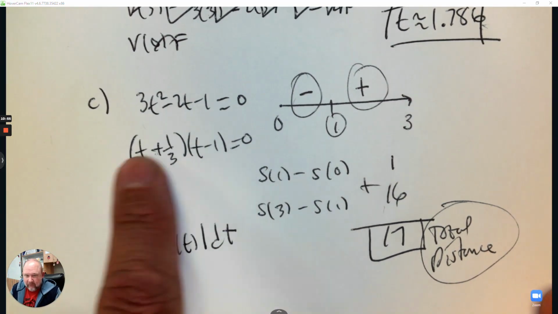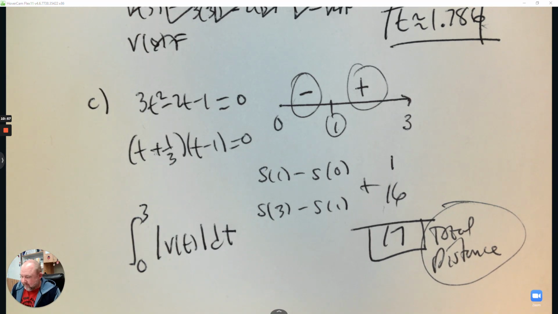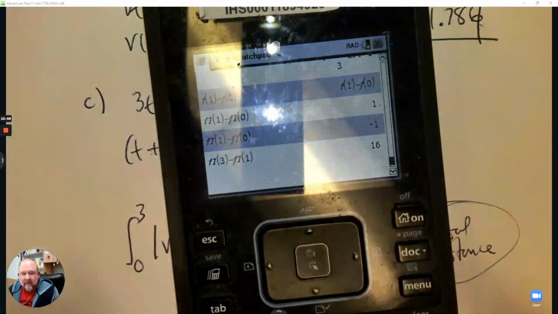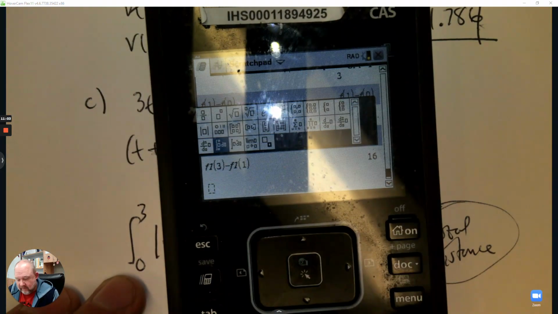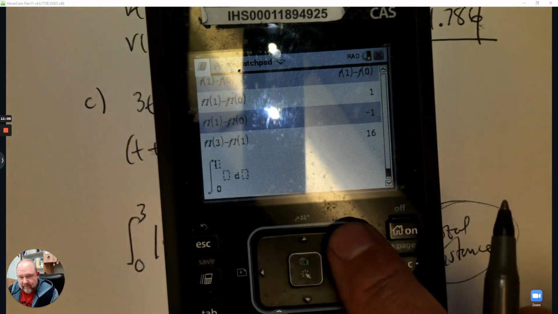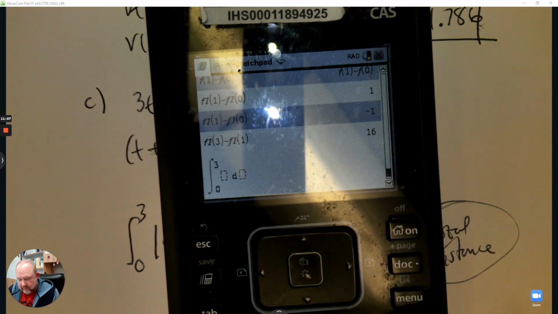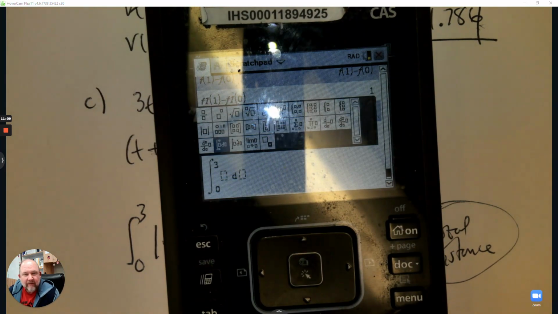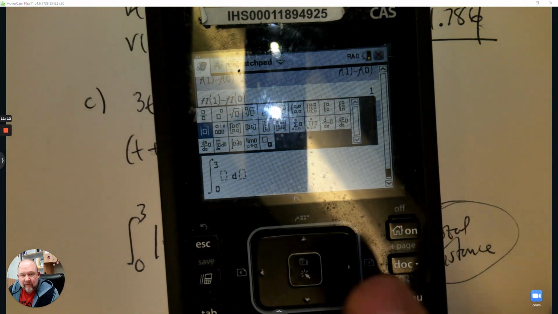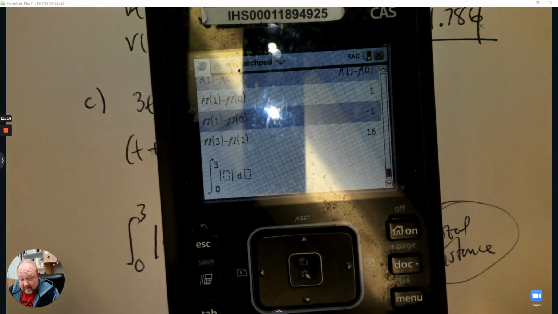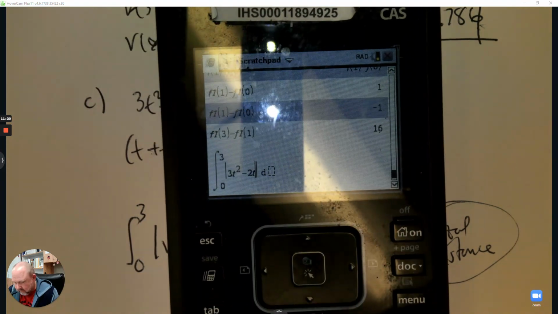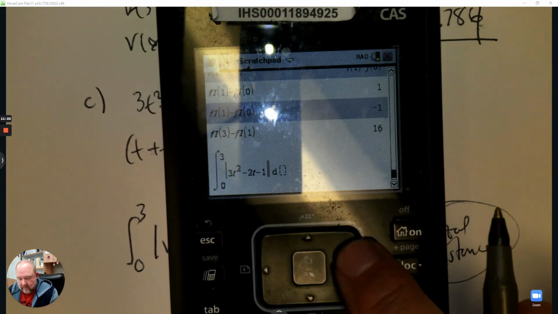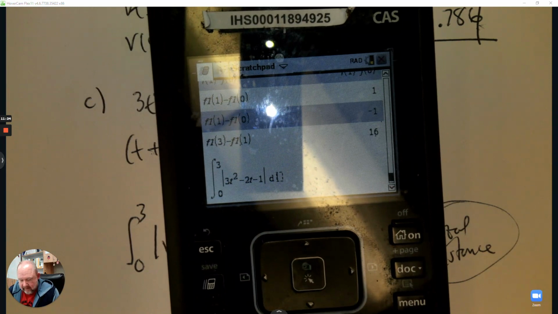So if I integrated from 0 to 3 the absolute value, so the bars here, press the button beside the number 9, and then go absolute value, and then type in the velocity. So it is the velocity, 3t squared, subtract 2t, subtract 1, and then press enter. You'll see you get the same answer.